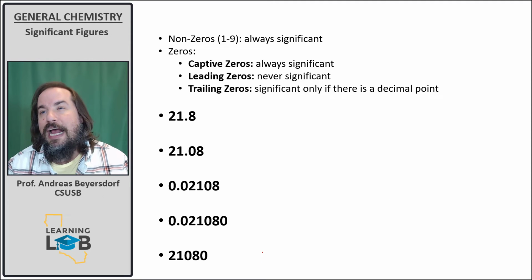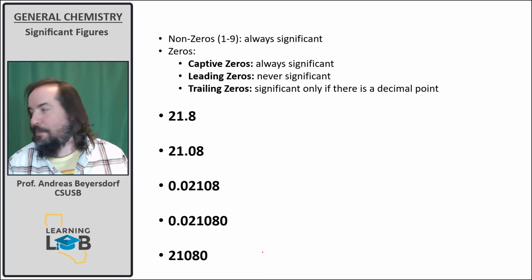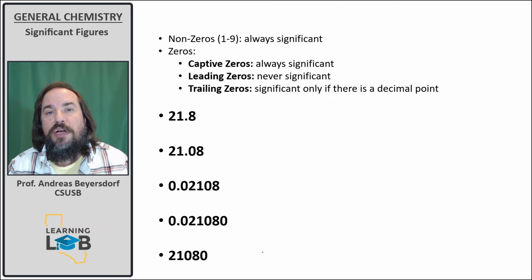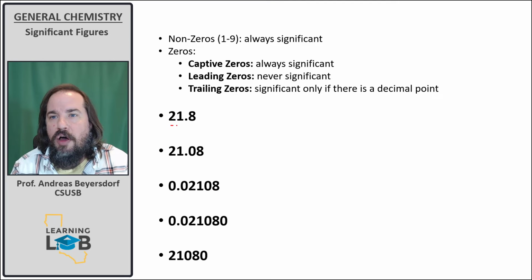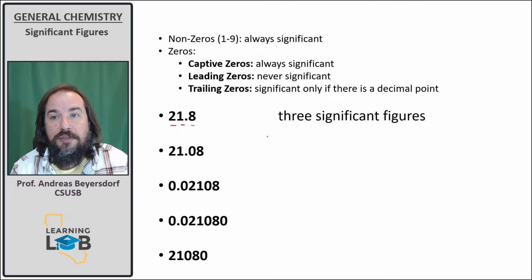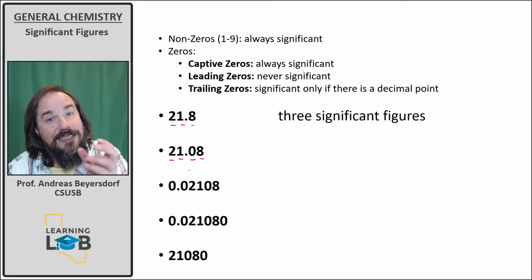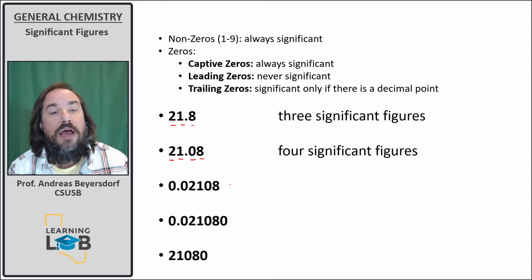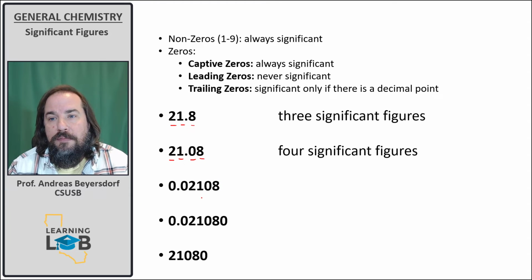Let's look at some examples. Let's say we have 21.8. In this case, all 3 of those are significant. So we have 3 significant figures. 21.08: these 3 are significant because they're non-zeros, and this one is also significant because it's a captive 0. So we have 4.